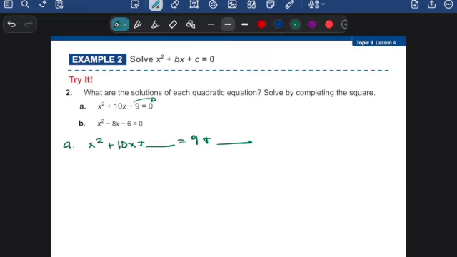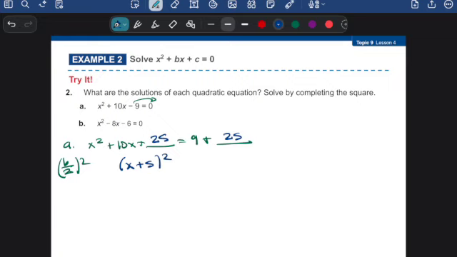And now I take b divided by 2 squared. So 10 divided by 2 is 5. 5 squared is 25. So I'm going to add 25 to both sides. Now I have a perfect square trinomial. And I'm going to factor that. So this becomes x plus 5 squared. There's my binomial squared.